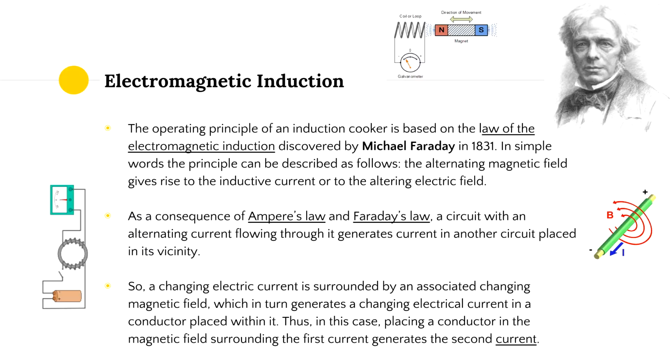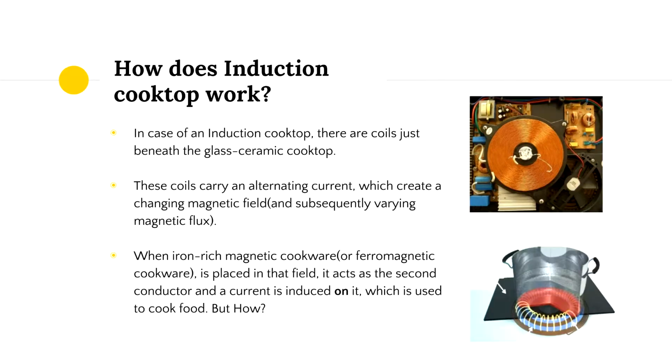So that means a changing electric current is surrounded by an associated changing magnetic field, which in turn generates a changing electric current in a conductor placed within it. Thus, in this case, placing a conductor in the magnetic field surrounding the first current generates the second current, and that's the principle behind the working of an induction cooktop.